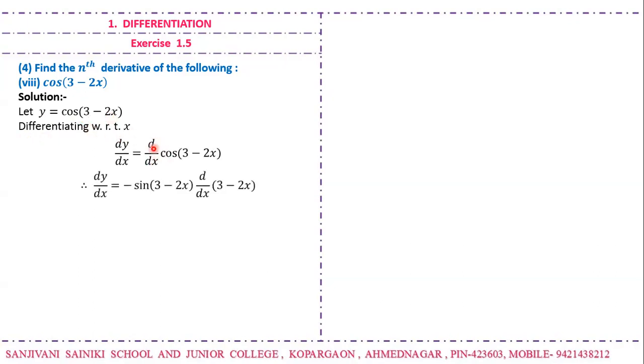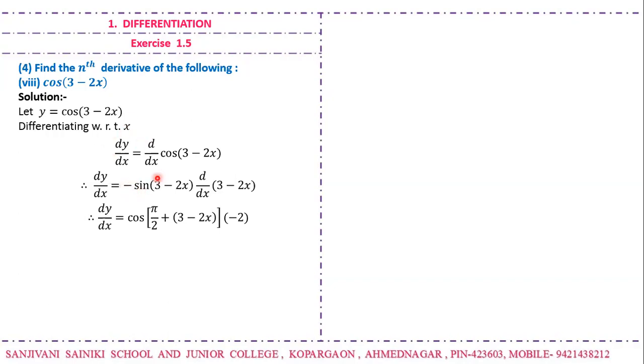Differentiating with respect to x, we get the derivative of cos of 3 minus 2x. Cos f of x, its derivative is minus sin f of x into f dash of x. Now here the derivative of 3 is 0 and the derivative of minus 2x is minus 2. Now again, as I told you, whenever the function is cos or sine and we want to find the nth order derivative, the derivatives will be alternately cos x, sin x, cos x, sin x. So we have to keep in mind that we have to continue with only one function every time.